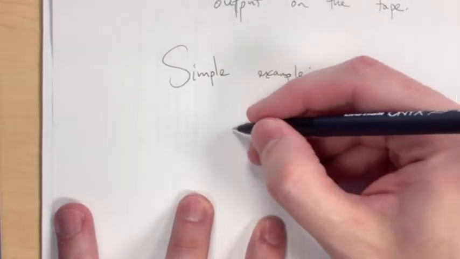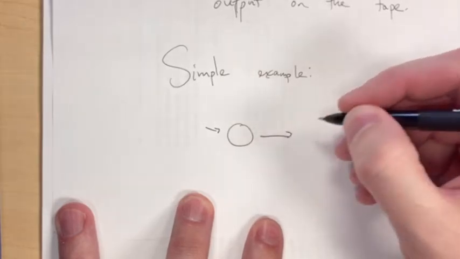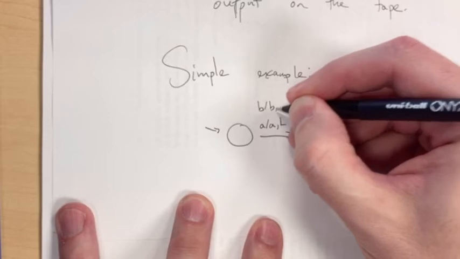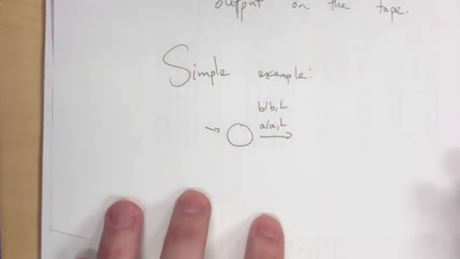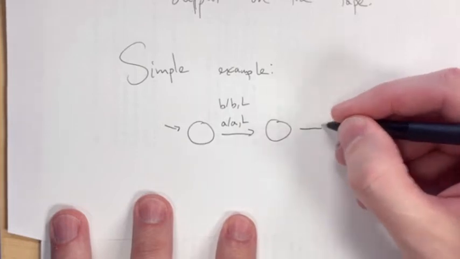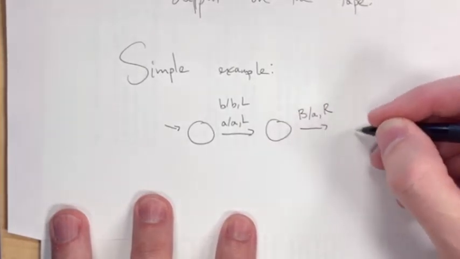Here's the machine, and I would like us to try to think about what this machine does to the tape. It has a starting state from which it has an arrow a, a, L and also b, b, L. And then another state from which there's an arrow blank, a, R, let's say, and then another state.